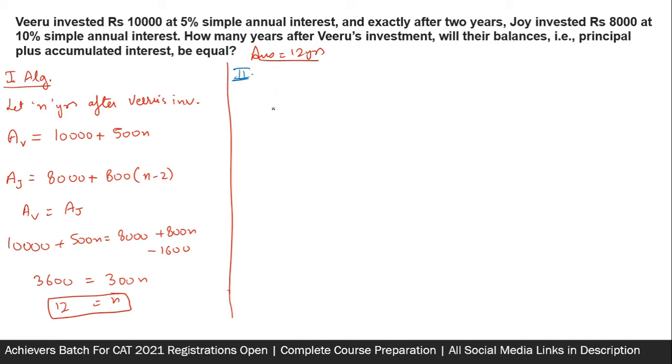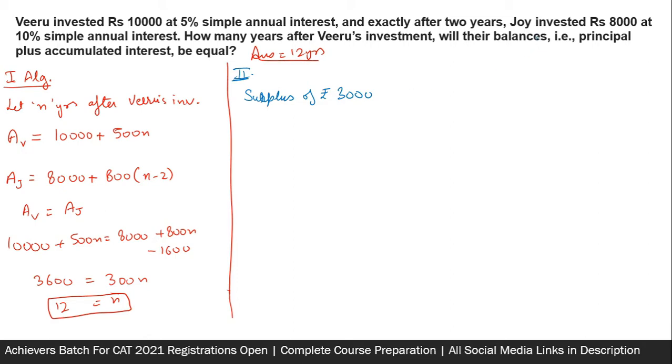One, for the first 2 years when Joy had not invested, what was the interest earned by Viru? The interest earned was 1,000 rupees, because 5% of 10,000 is 500, and for 2 years it will be 1,000 rupees. And anyway, Viru's investment was more than Joy's investment by 2,000 rupees. So an overall surplus of 3,000 rupees is to be recovered by Joy.